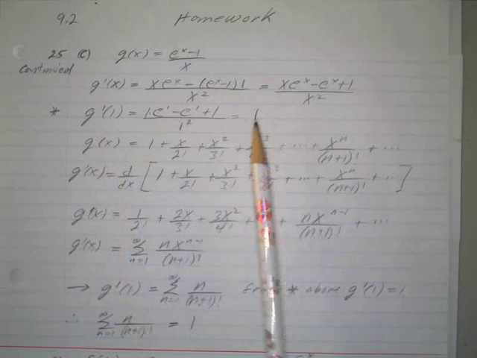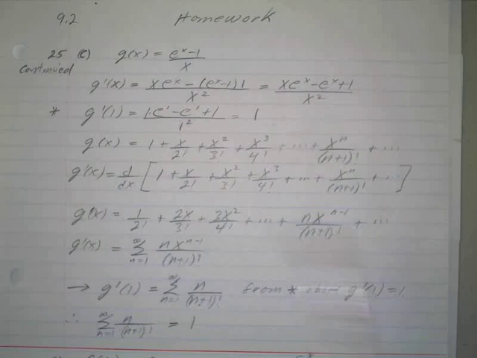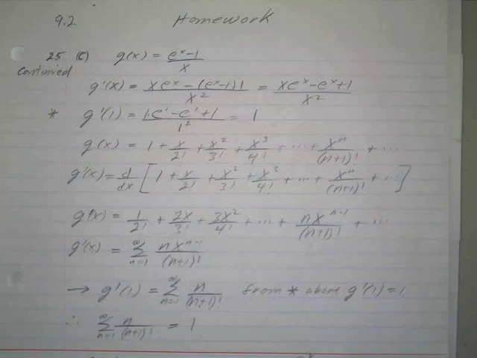So this way, by taking the derivative of the function, I found that g prime of 1 was equal to 1. But then by taking the derivative of the series, I found out that the derivative of the series, evaluated at 1, when x is 1, equals the summation of n over n plus 1 factorial. All right? But since these are both g prime of 1, they both equal 1, then they equal each other, and I've shown it.